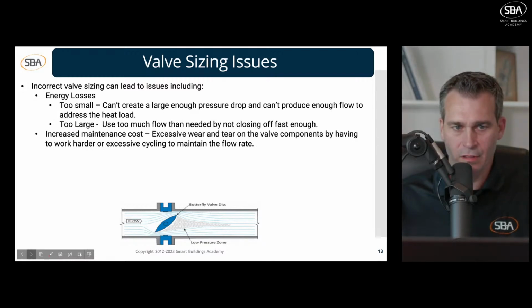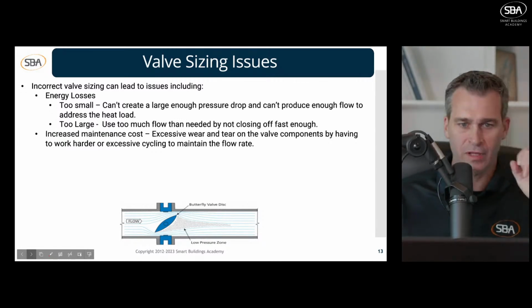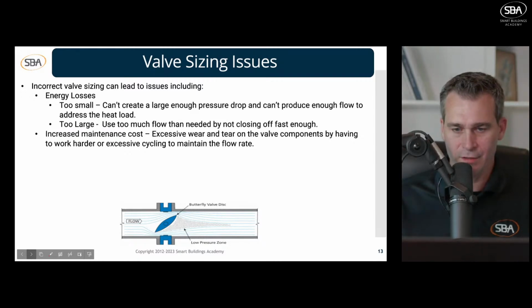You can also have increased maintenance cost if it's incorrectly sized. You'll get excessive wear and tear on the valve components. It's going to have to work harder, because it has to cycle on and off constantly just to maintain that flow rate.